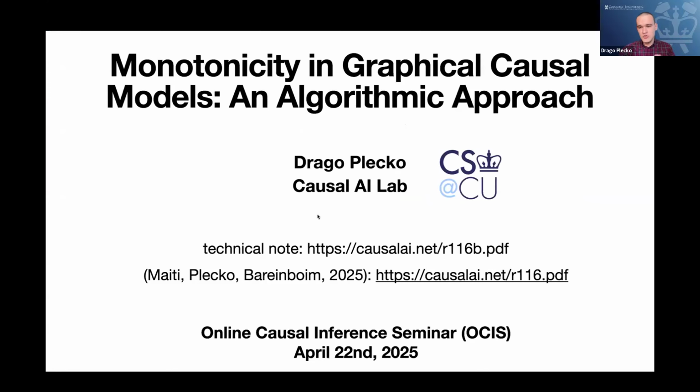So I want to share two pointers before I begin. There are two technical reports that you can look at. First is a technical note, which is very related to the presentation today. And the second is the full paper that came out in AAAI this year that has all of the formal results on monotonicity. Okay. Good.